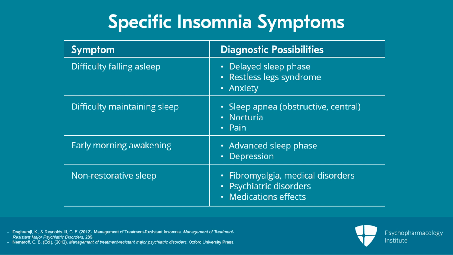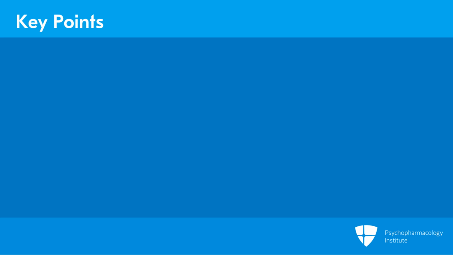So, for example, trouble falling asleep may signal a circadian rhythm sleep disorder, such as a delayed sleep phase syndrome in a younger patient. Early morning awakening, by contrast, especially in an older patient, could signal another type of circadian rhythm sleep disorder, namely advanced sleep phase syndrome or possibly clinical depression. Difficulty maintaining sleep may result from pain or from a breathing-related sleep disorder, as we saw in the case of Chip. And these are the key points to take home.